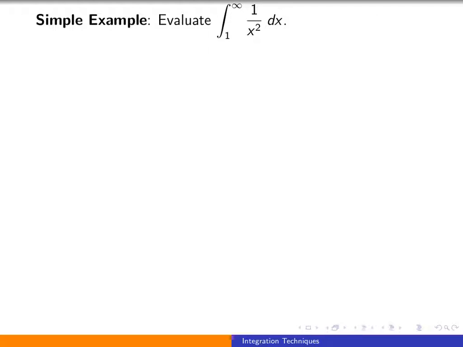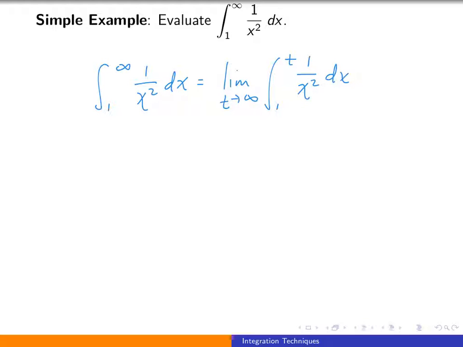So let's finish with a simple example. Let's evaluate the improper integral from 1 to infinity of 1 over x squared. The first step for evaluating an improper integral is to rewrite it as a limit. So we will write this as the limit as t approaches infinity of the definite integral from 1 to t of 1 over x squared dx.